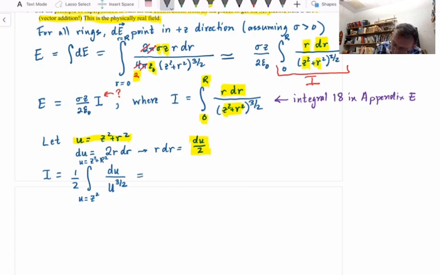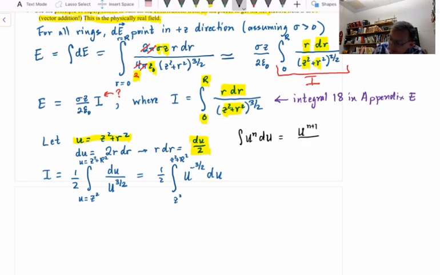Now I am going to write it like this. 1/2 integral from z squared to z squared plus big R squared of u to the minus 3/2 power du, right? Same thing, I just took it upstairs and made the exponent negative. Then I just need the fun little result for that integral, because that's the structure I have, u to the n power du. That's like the first integral you learn: u to the n plus 1 over n plus 1, where for us, the n is negative 3/2.